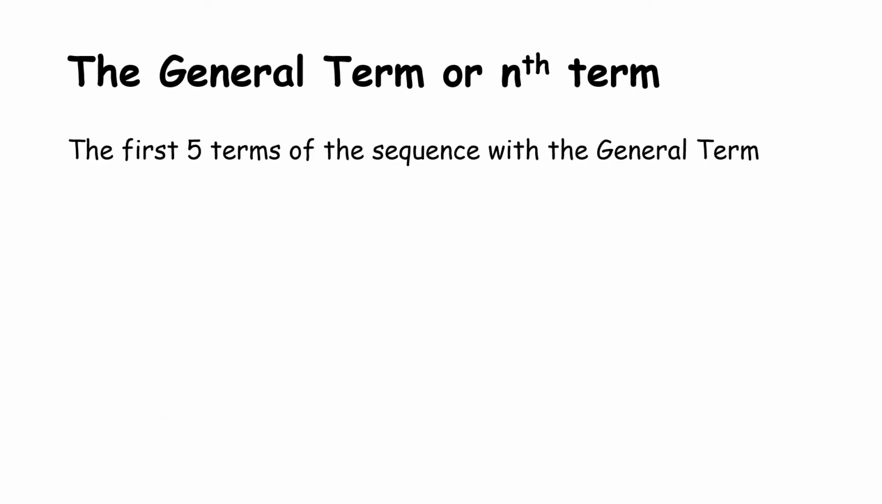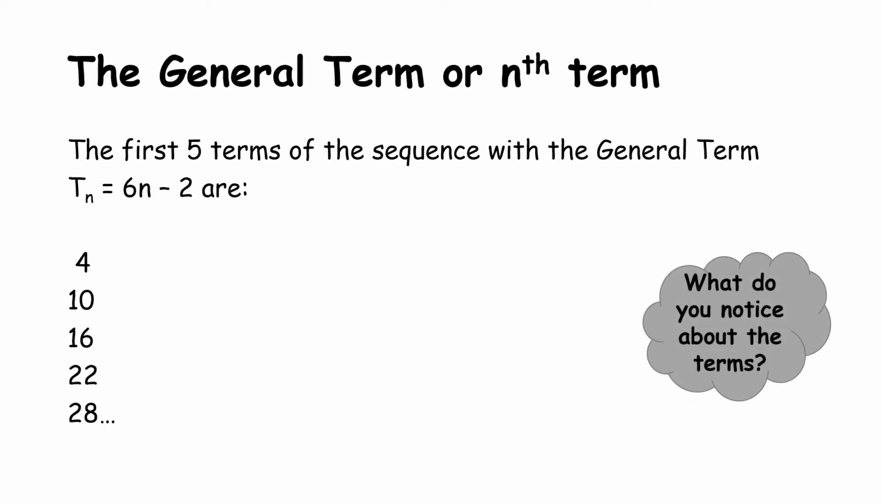So, working backwards. The first 5 terms of the sequence with the general term Tn equal to 6n minus 2 are 4, 10, 16, 22, and 28. So what do you notice about these terms? Well, the first thing I'm going to do is write them out like this: 4, 10, 16, 22, 28.